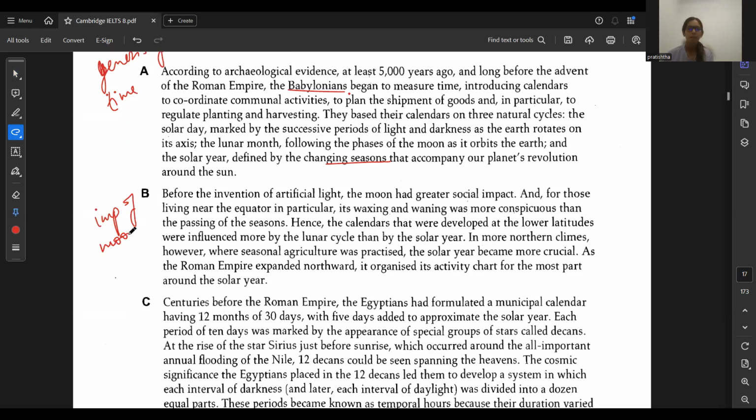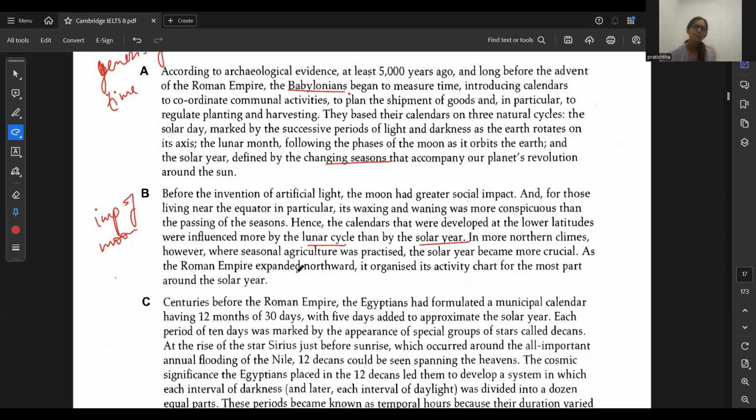Right? And for those living near the equator in particular, its waxing and waning was more capricious than the passing of the seasons. Hence, the calendars that were developed at the lower latitudes were influenced more by the lunar cycle than by the solar year. In more northern climes, however, where seasonal agriculture was practiced, the solar year became more crucial. So for different regions, for some it was days that were more important, for some months, and for some years.